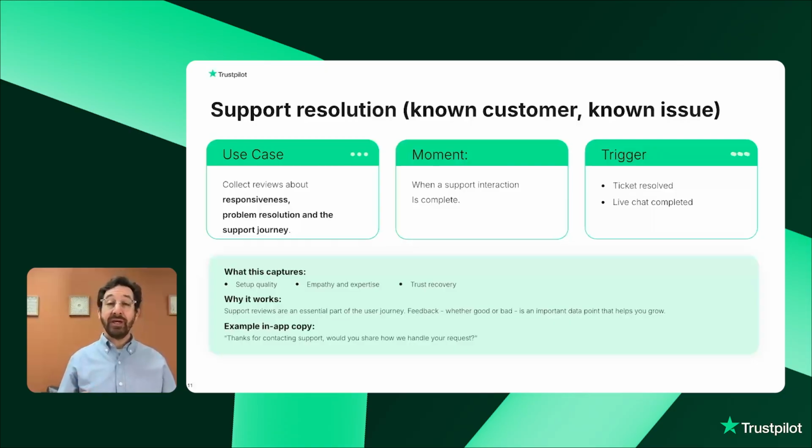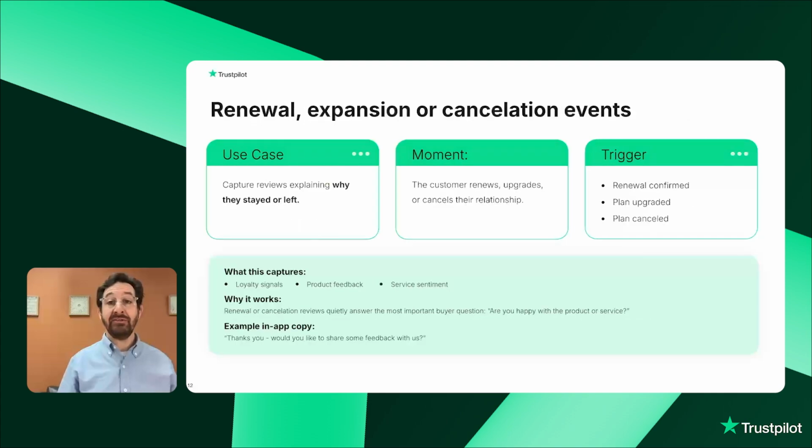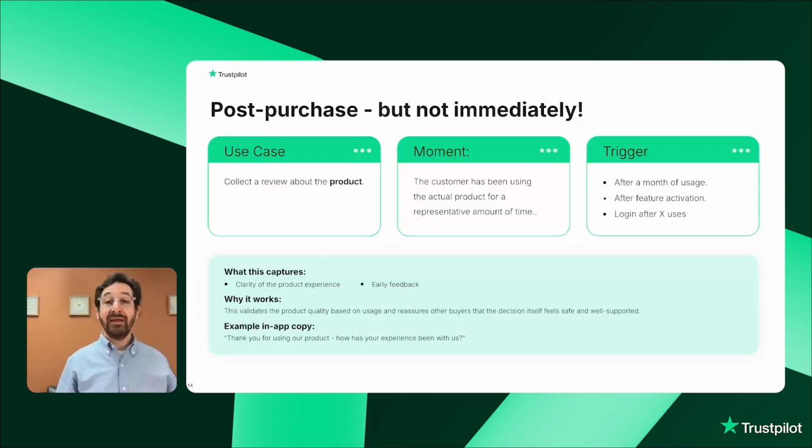Now let's talk about a few ways you could use the in-app review collector widget. One very common use case will be inserting the widget after support interactions. Triggering a review after a ticket is resolved captures feedback on responsiveness, problem solving, and other attributes of the support process. Another trigger could be when a customer renews, upgrades, or cancels their subscription to a service. These types of reviews can provide deep insights into the product or the service itself. And finally, you could trigger a review after purchase.